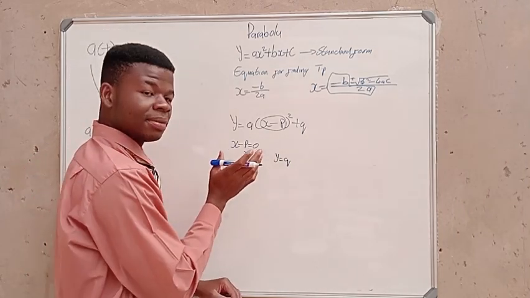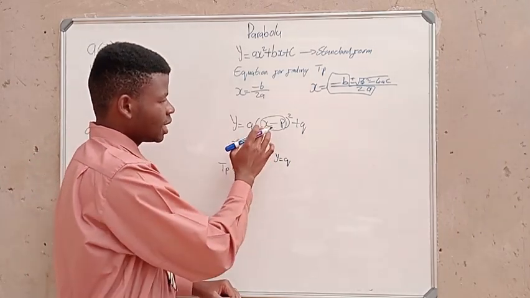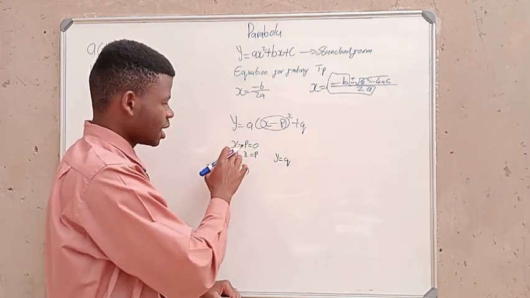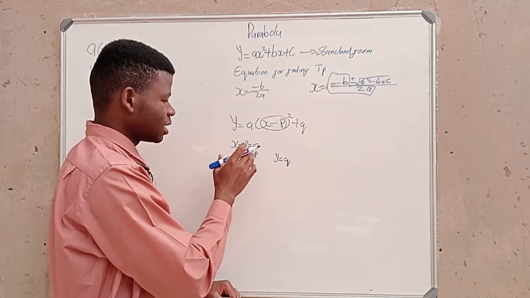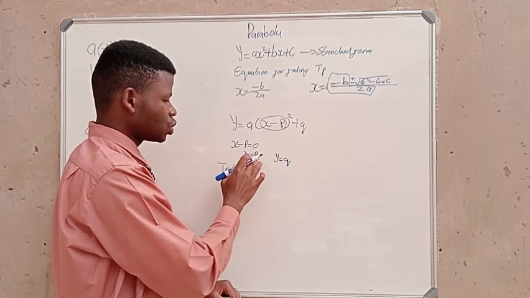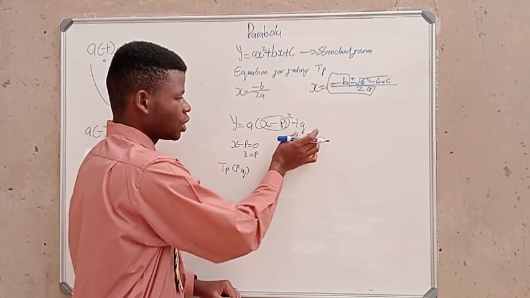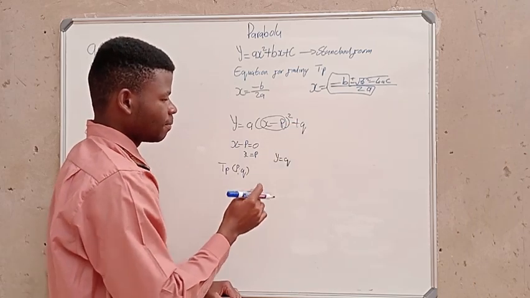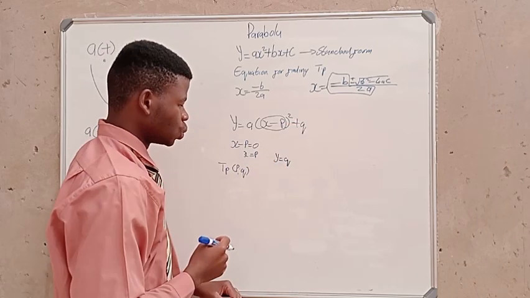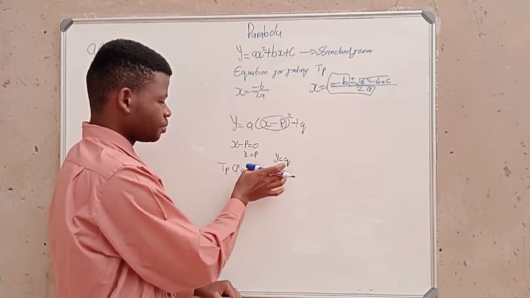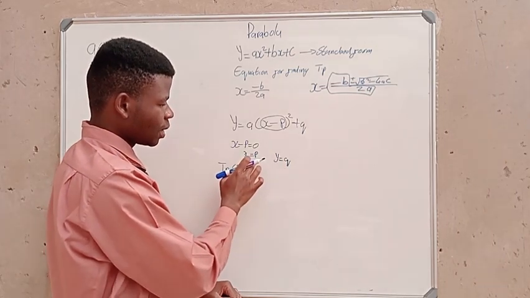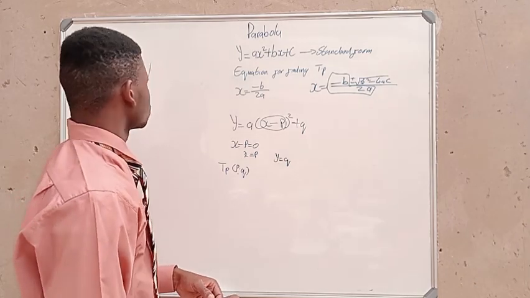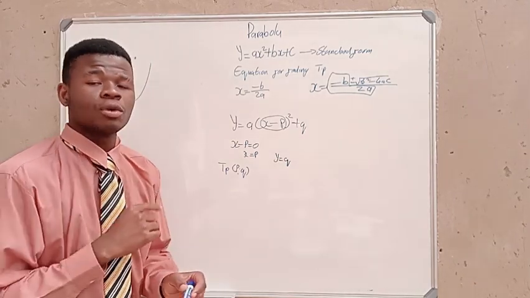Let me recap. You take x minus p the way it is, then you transpose it, and after transposing you get x is equal to p. The q you take the way it is, so y is equal to q. You just take your x and your p. Those are your turning point. So let's do an exam question.